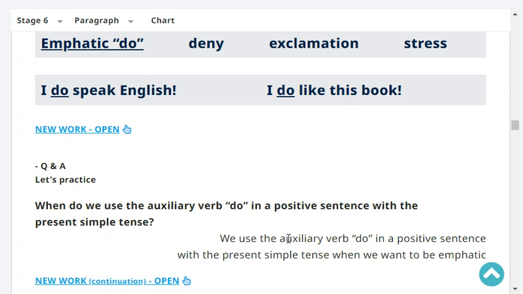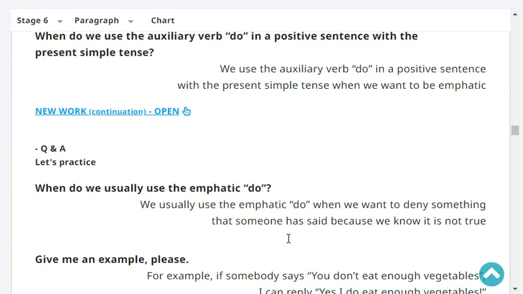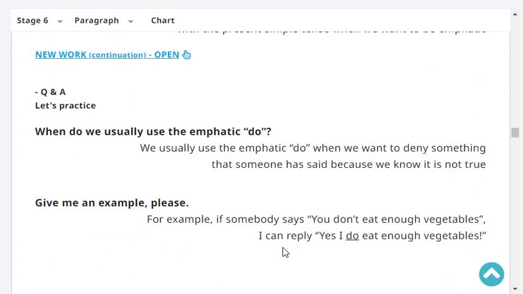When do we use the auxiliary verb do in a positive sentence with the present simple tense? We use the auxiliary verb do in a positive sentence with the present simple tense when we want to be emphatic. Very good. When do we usually use the emphatic do?